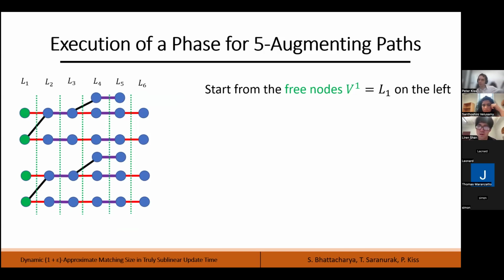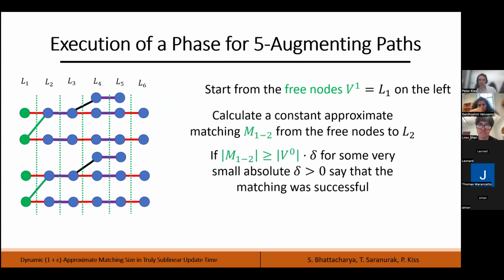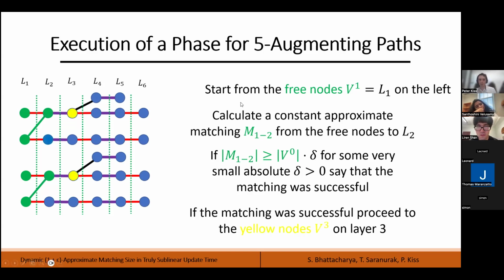Okay. So vertices in layer 1 have to be free nodes if an augmenting path survives this randomization process. So what we will do is first calculate a constant approximate matching between the first layer and the second layer. That's all we do. So that's going to be the green matching here. And we say that if this matching has some reasonable size, so say number of vertices times some small constant we will fix, but an absolute constant, then this was a successful step, and we proceed onwards. And we proceed onwards quite logically.